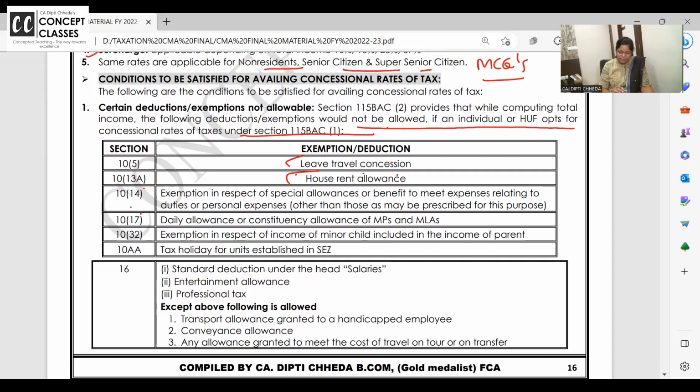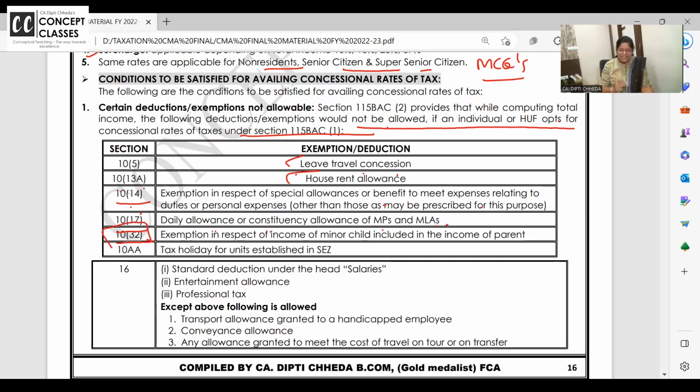Next, 10(14). You know, 10(14) is those special exemptions like education allowance up to 100, hostel expenditure 400. Those special allowances are also not allowed. 10(17) is daily allowances to MPs and MLAs. MPs and MLAs, they get daily allowances for a few things and they are not exempt, they'll become taxable.